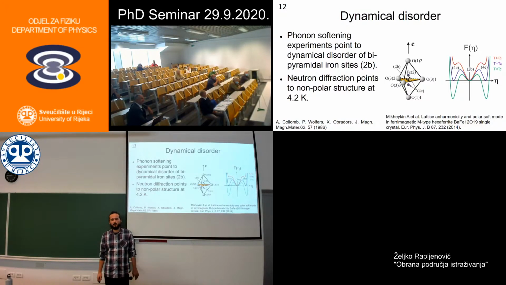So different experiments point to different things. For example, neutron diffraction at room temperature says that the structure is polar, so the iron atoms are located in these distorted tetrahedral positions. While upon cooling, they stabilize in this equatorial plane and thus form a centrosymmetric structure.